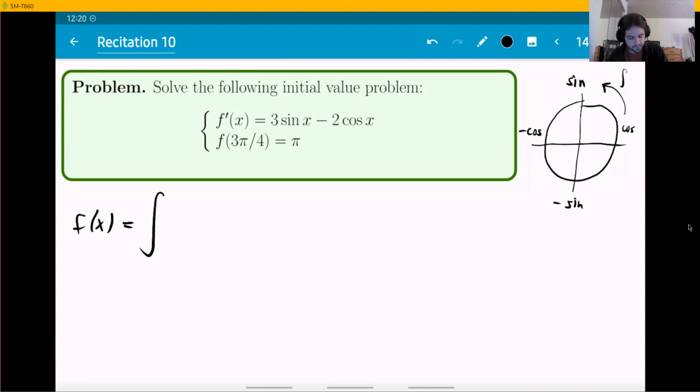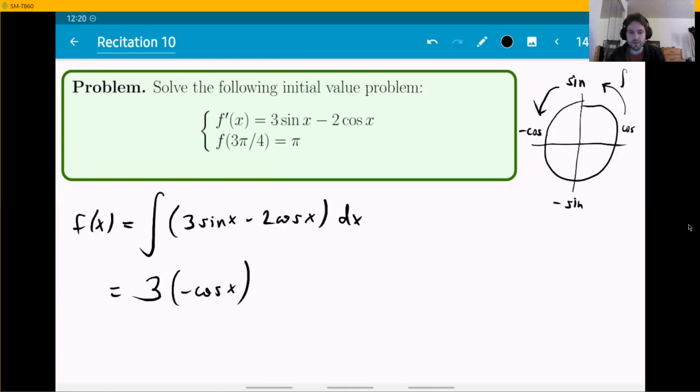F of x. F prime is given as 3 sine x minus 2 cosine x. So we need to find the antiderivative of this. Write this number 3, the constant, and then find the antiderivative of sine. What is that? Look in the circle, it's minus cosine.